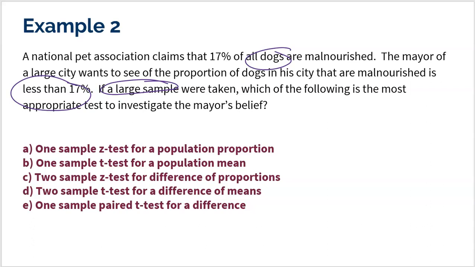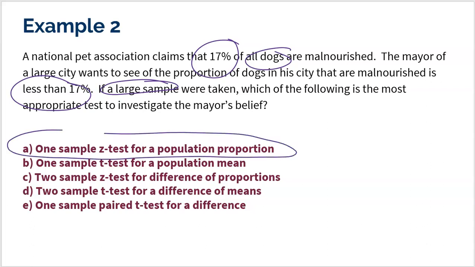Now, is this means or is this proportions? Well, the big hint is percentages. Percentages are proportions. 17% of dogs are malnourished. Is a dog malnourished? It's a yes or no question, right? This isn't a mean. This isn't something that you could put a unit on. Yes, malnourished, no. That's categorical data, and for categorical data we use proportions. So that is a clear sign that this is a 1 sample Z test for a population proportion. He wants to show that the proportion of dogs in his city is less than 17%.